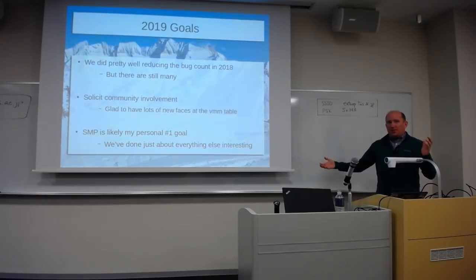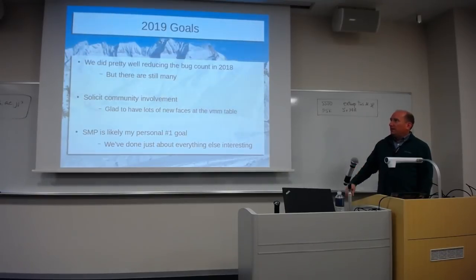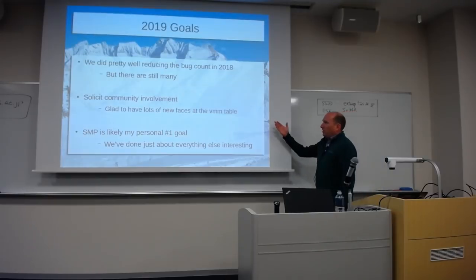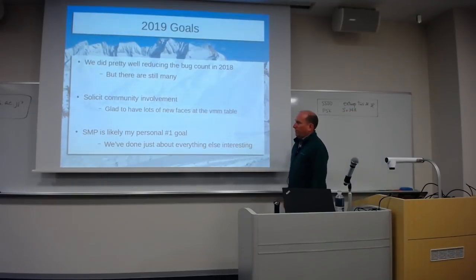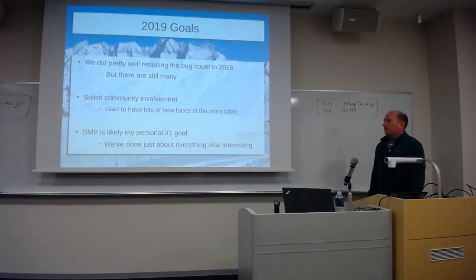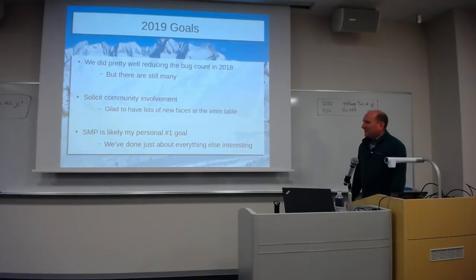All right, so that's kind of the wrap-up of what we did last year. I'll talk a little bit about what I'd like to do moving forward, personally and as the driver of VMM this year. We did pretty well reducing the bug count in 2018. We have fewer bugs now than we did this time last year, which is good, but there are still many. I'd like, of course, to solicit more community involvement. We had a lot more people contribute to VMM last year than the previous year, and it seems like it's popping up in places that I'm always surprised to see. I did not know until three or four months ago that Mastodon was running on it. I also didn't know that Undeadly's running on it. Running on it. Cool. Yeah. So that's good.